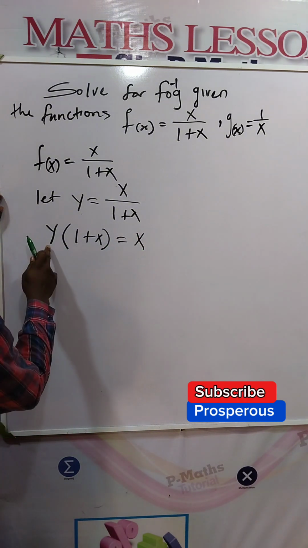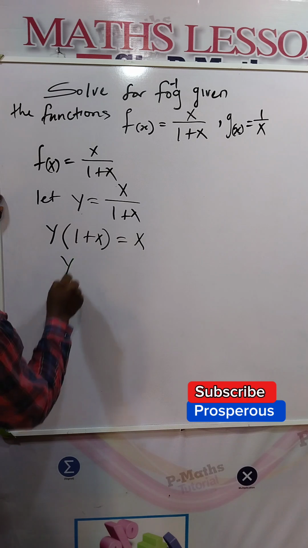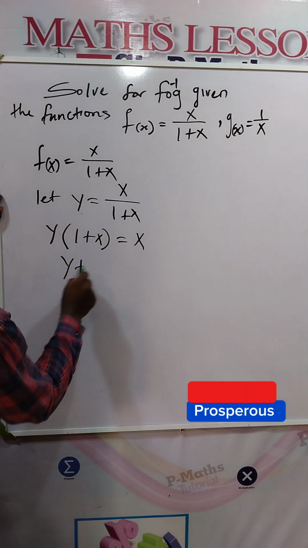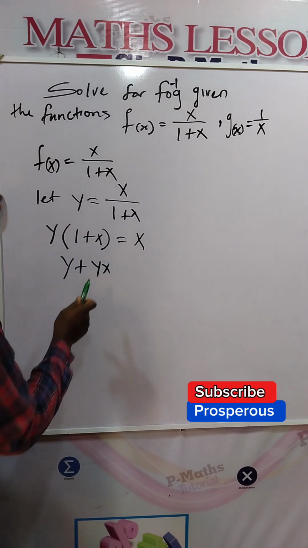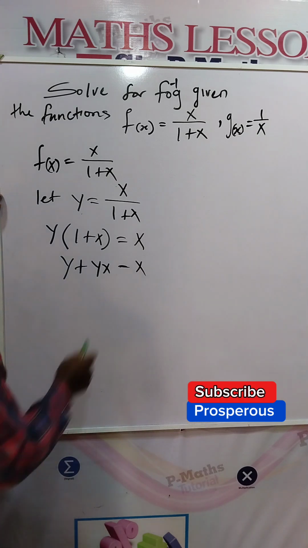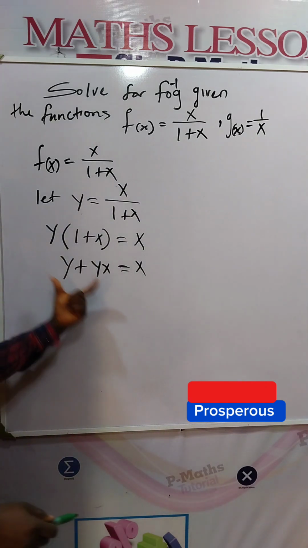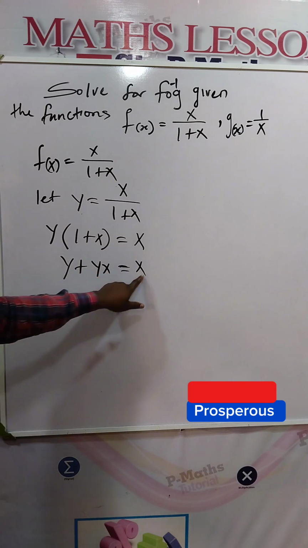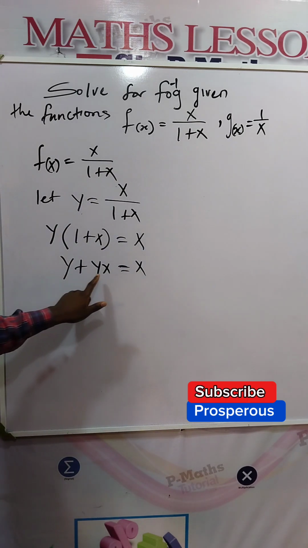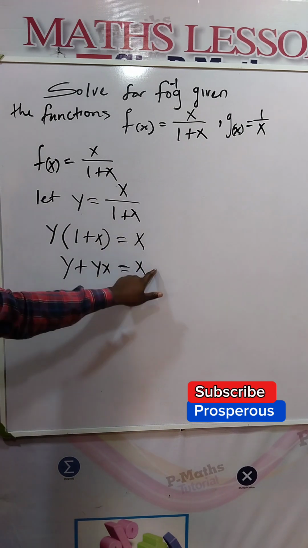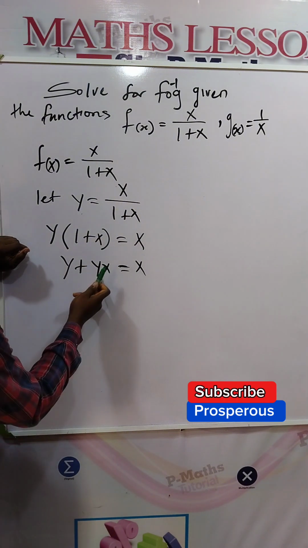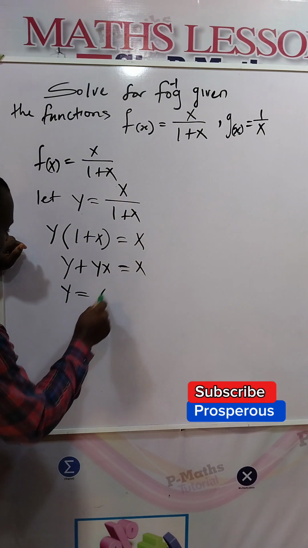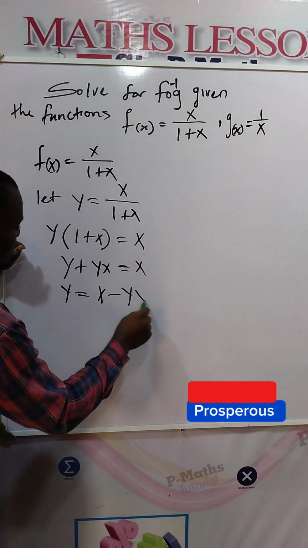Expand this bracket. y times 1 will give us y. y times x will give us yx, equals x. So the next thing we want to do is to collect like terms in terms of x. All right, so let the x come together. So I'll take this yx to the right hand side. So we have y equals x minus yx.